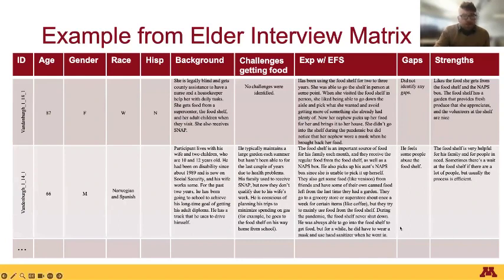So each row, again, we had all these domains. I want to highlight, if you look under the first row, challenges getting food, as Grace mentioned, you have to document when people say nothing. So if they say no, you can't just leave this blank, because then your matrix is missing information.